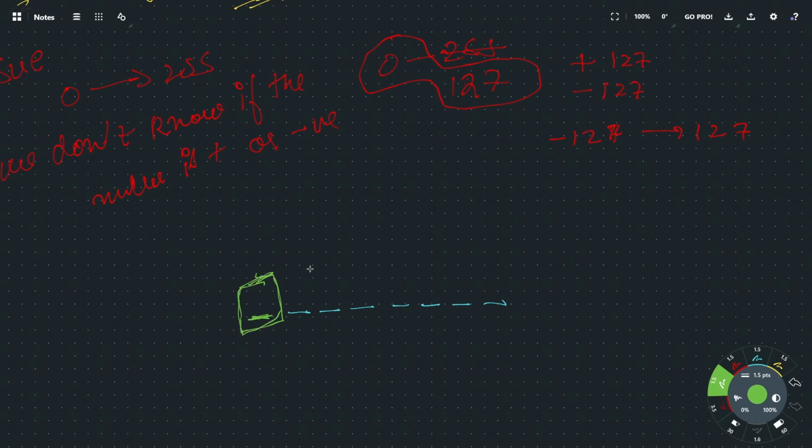Okay, so we can't use this bit, right? So we represented 127 and minus 127. Let's try to represent 0.